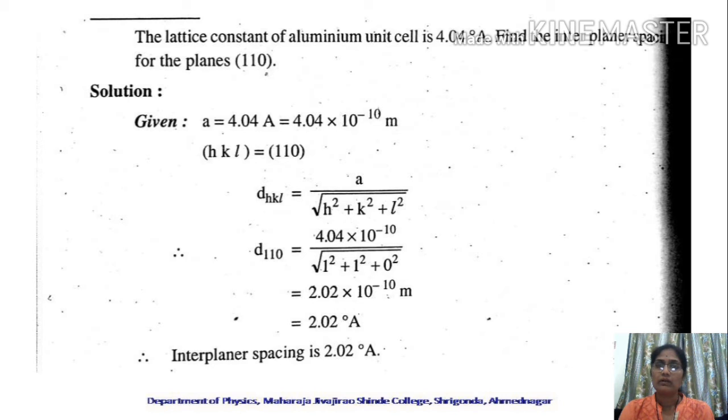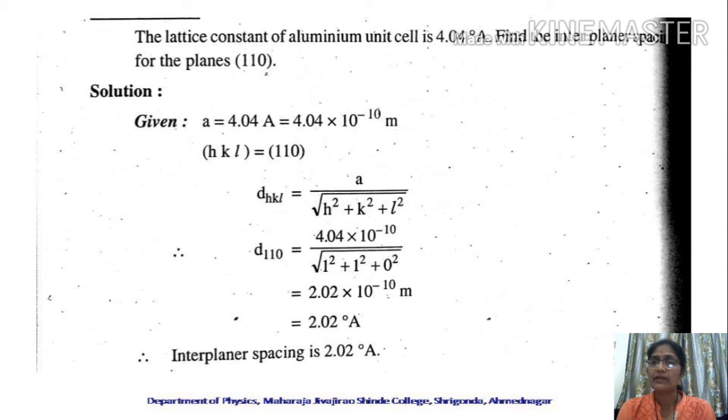Here, lattice constant is given. It means that A value is given and it is given in angstrom unit. You have to convert it into meter by multiplying it with 10 raised to minus 10 meter. Then what else is given? They have given us HKL values, that is 1, 1, 0. It means that H value is 1, K value is 1 and L value is 0. Then you have to calculate interplanar spacing.